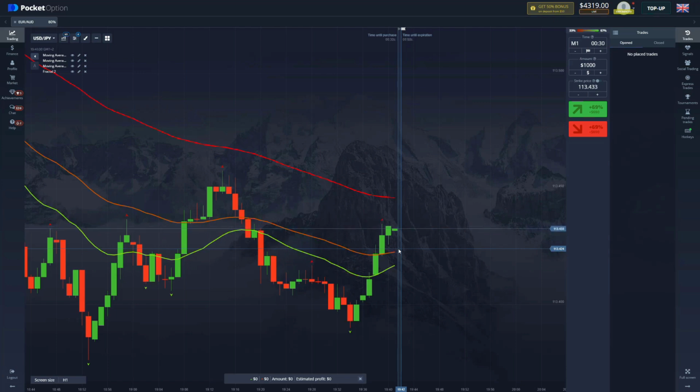And here we are, we have a fractal up here and we immediately take a short position in this case because the market is trending down, because there's a power move, because there's everything just screaming, please short me. And we're doing exactly that, so let's go.